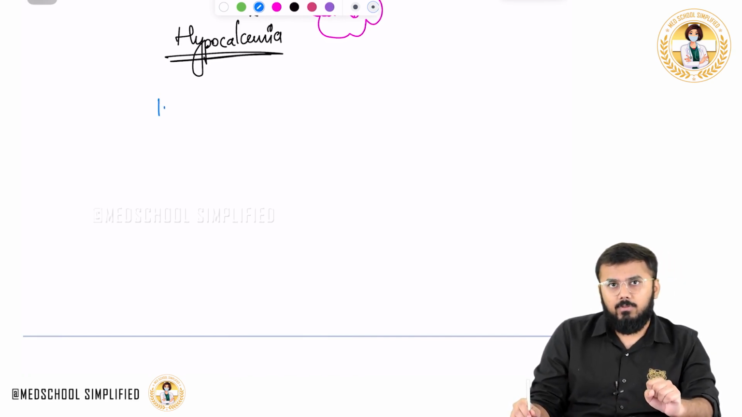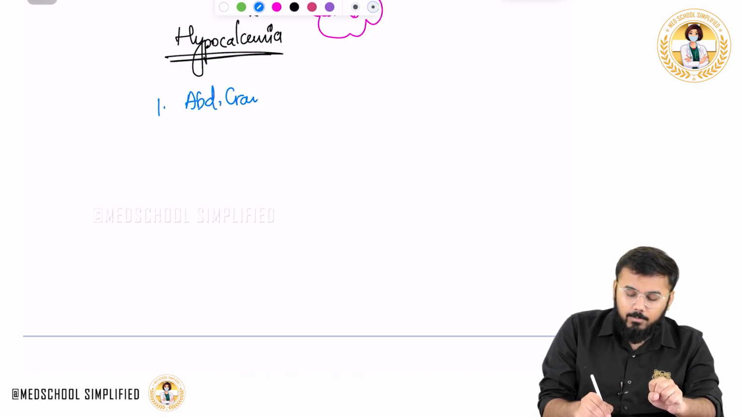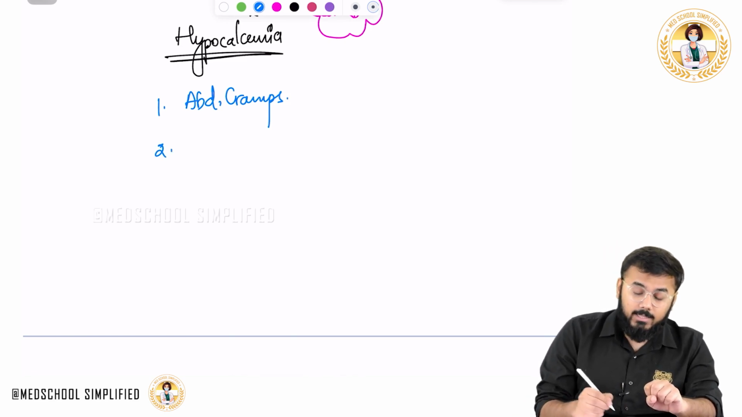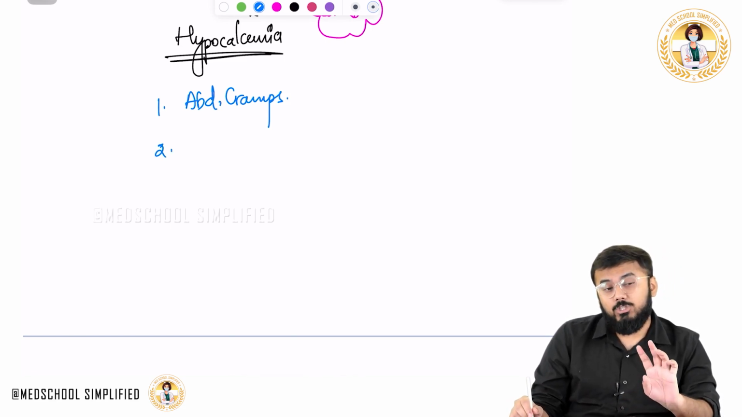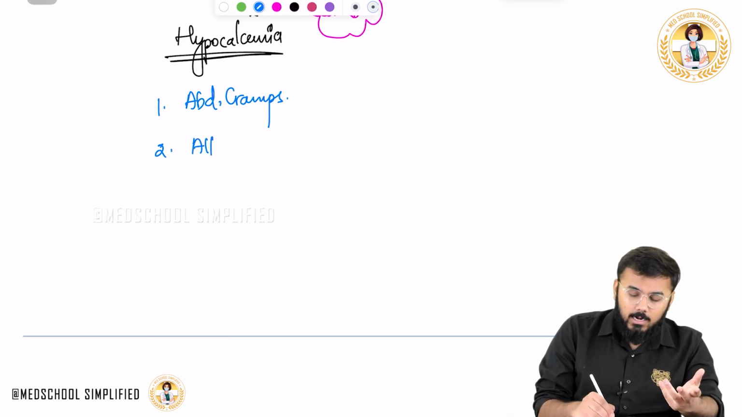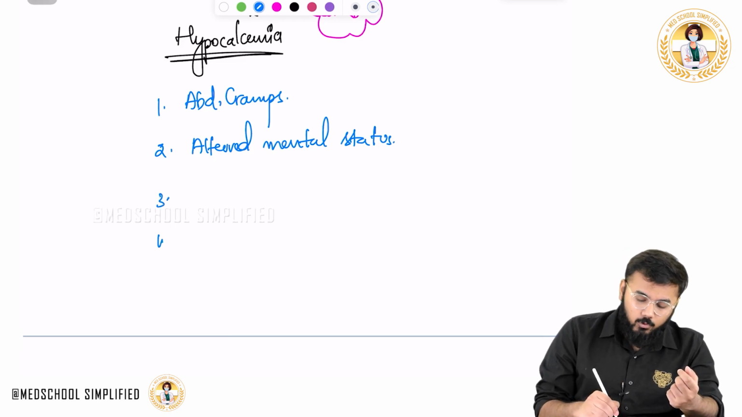For example, the patient will complain of abdominal cramps. Why are abdominal cramps happening? It is because of hypocalcemia. Second important thing, low levels of calcium will even change your mood status. That is called altered mental status. Third and fourth, there are two important signs.